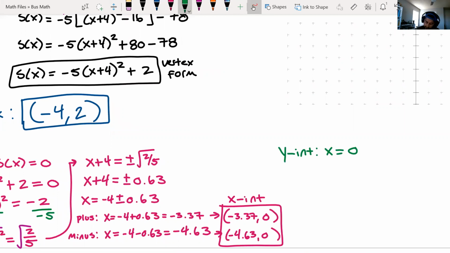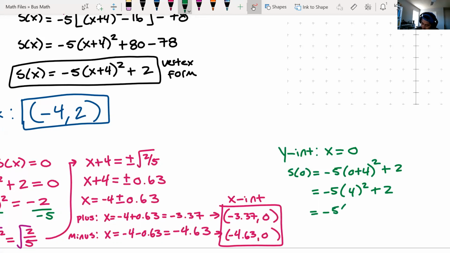Where you let x equals 0. So we'll have s of 0 equal to -5 times (0 plus 4) squared plus 2. That gives me -5 times 4 squared plus 2, which gives me -5 times 16 plus 2, and -5 times 16 plus 2 gives me -78. So my y-intercept is at -78.